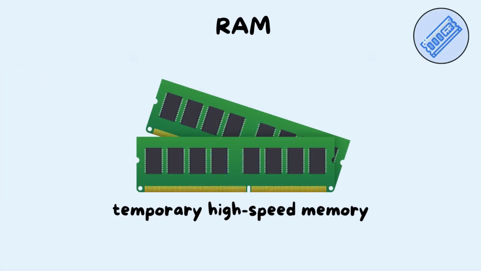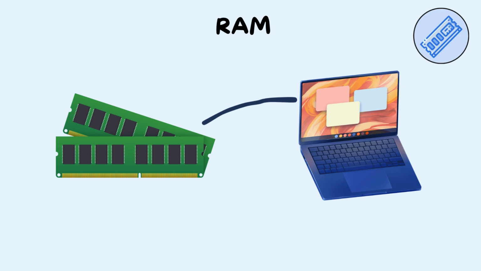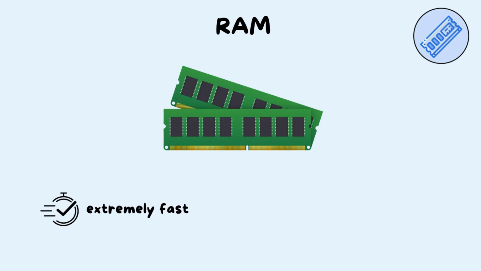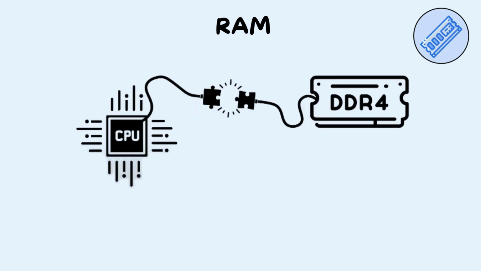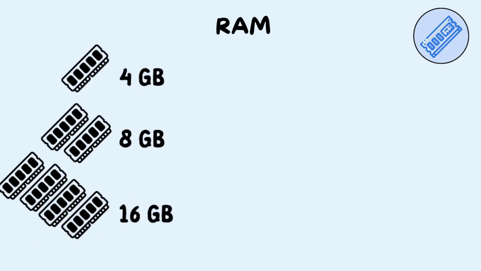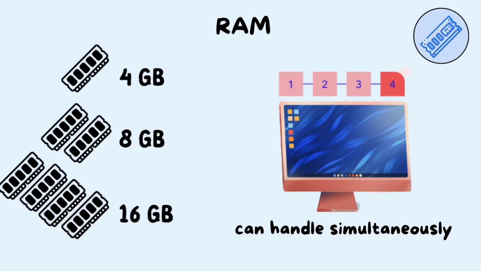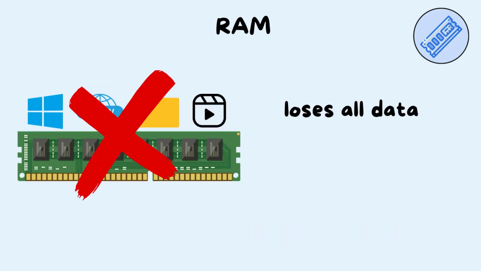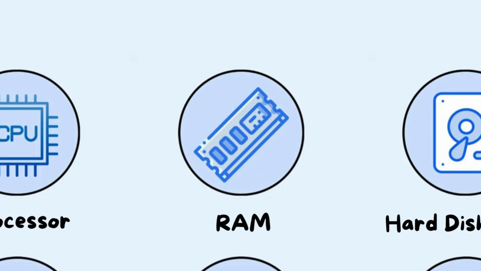RAM. RAM is the temporary high-speed memory the computer uses to store active data needed by the processor for immediate access. Unlike hard drives, RAM is extremely fast at transferring data, enabling smooth multitasking without delays. It acts as the processor's workspace, temporarily storing the operating system, open programs, and files in use. The larger the RAM capacity, the more tasks the computer can handle simultaneously. However, it is volatile memory, meaning it loses all data once the system is powered off.